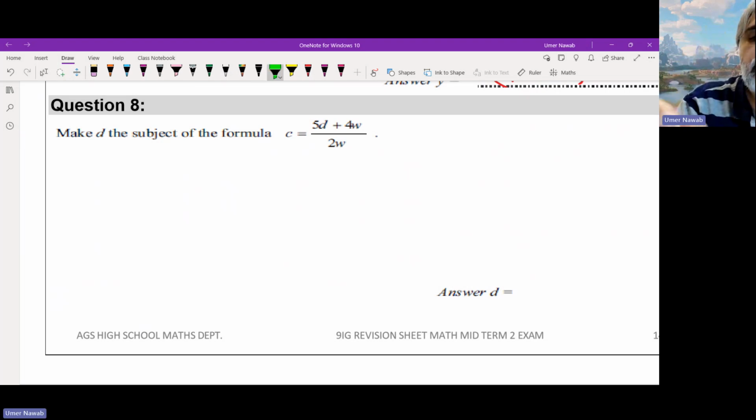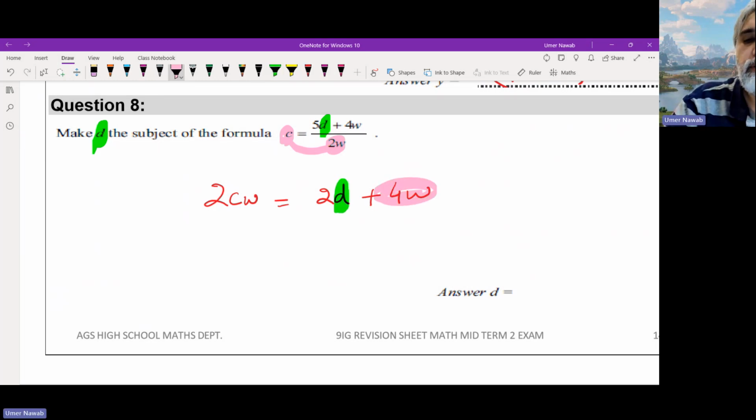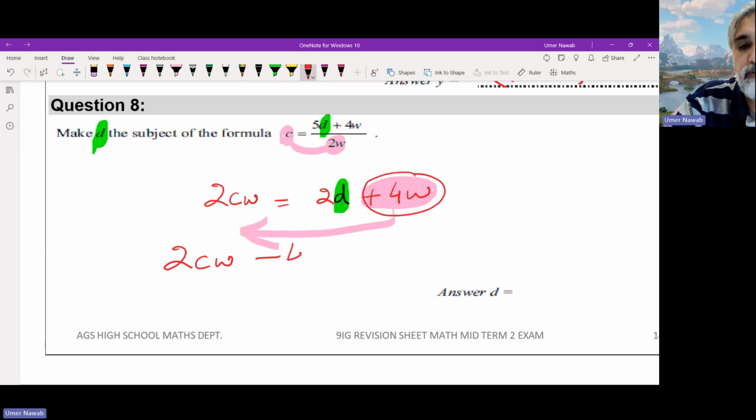Now in this particular case, I want to make D as a subject. First of all, we will go for cross multiplication. So 2CW will be equals to 2D plus 4W. Now this 4W, which is added over here, has to go to the left. So 2CW minus 4W, it changes to minus 4W. It is equals to 2D.